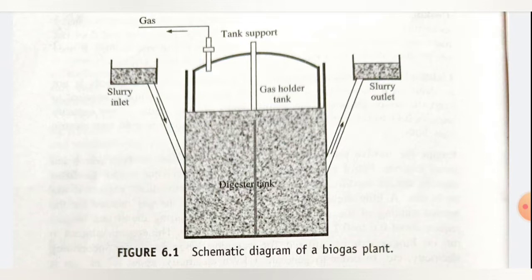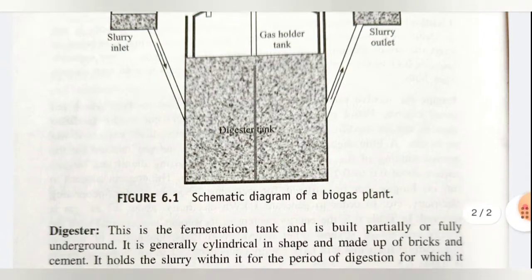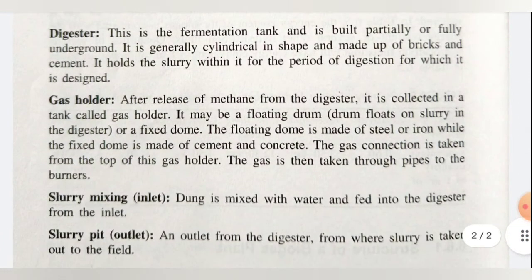And from that digester tank, once biogas is prepared from the slurry, the slurry comes out at the outlet side, and that is the output, the slurry outlet. All of you understand that? So that is the basic, simple construction of the biogas plant. So let's see all the components in detail.